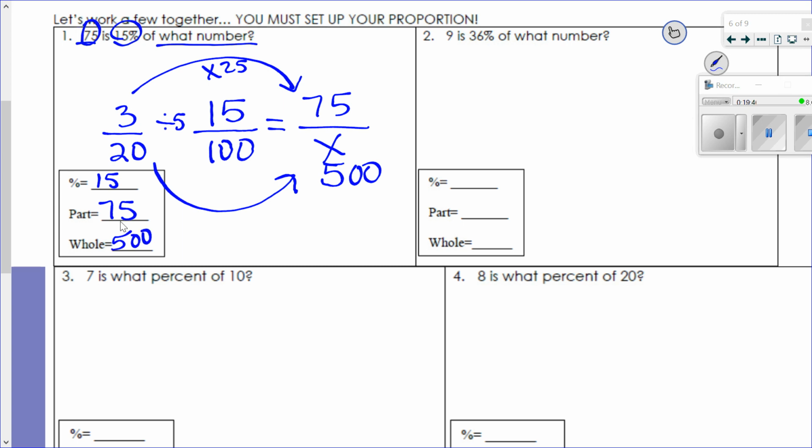9 is 36% of what number? Okay, so I know my percent. I'm putting it over 100. I'm going to fill in my percent. Again, 9 is our what? Is it part or is it whole? Part. It is the part. And my what number is our variable? We don't know that yet. Exactly. So what are we going to do here? Divide by 9.